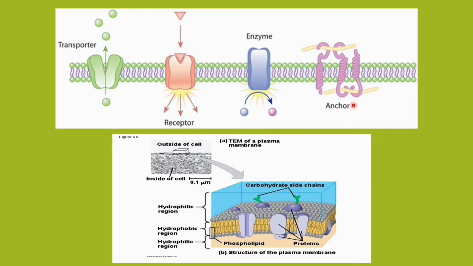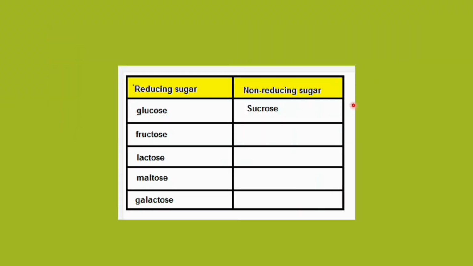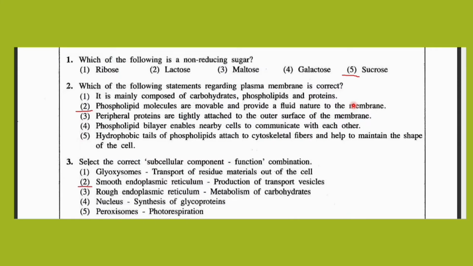phospholipids. The third question, select the correct subcellular component function combination. The answer is the second one or the fifth one. Second and fifth both are correct. Glyoxysomes, they don't transport residue materials. This is done by lysosomes, and this is correct. Smooth endoplasmic reticulum, they produce transport vesicles. That is correct. Rough endoplasmic reticulum, it does not do this.